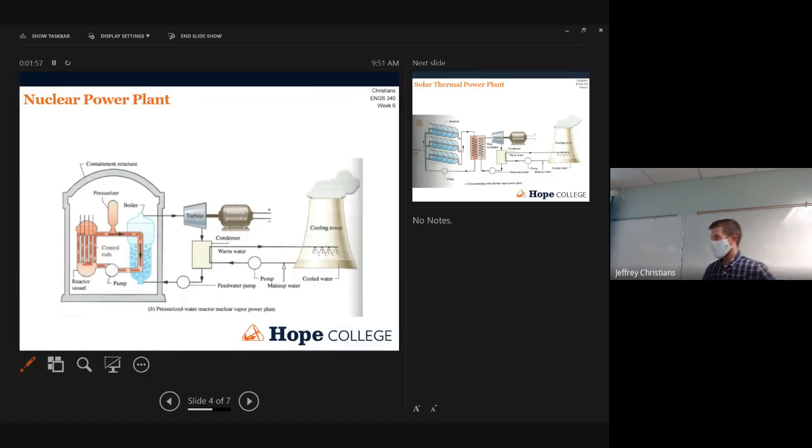A nuclear power plant is the same thing. We just have a different heat source. So we have our pump here. Our heat source is now nuclear fuel. That's what's boiling our water, bringing it through our turbine. We still have our electric generator. So this is our Rankine cycle right here.